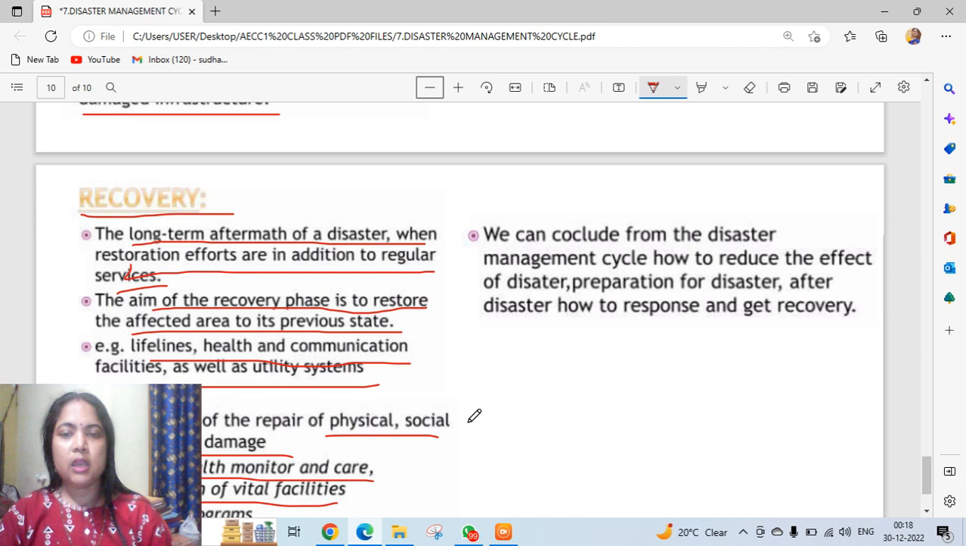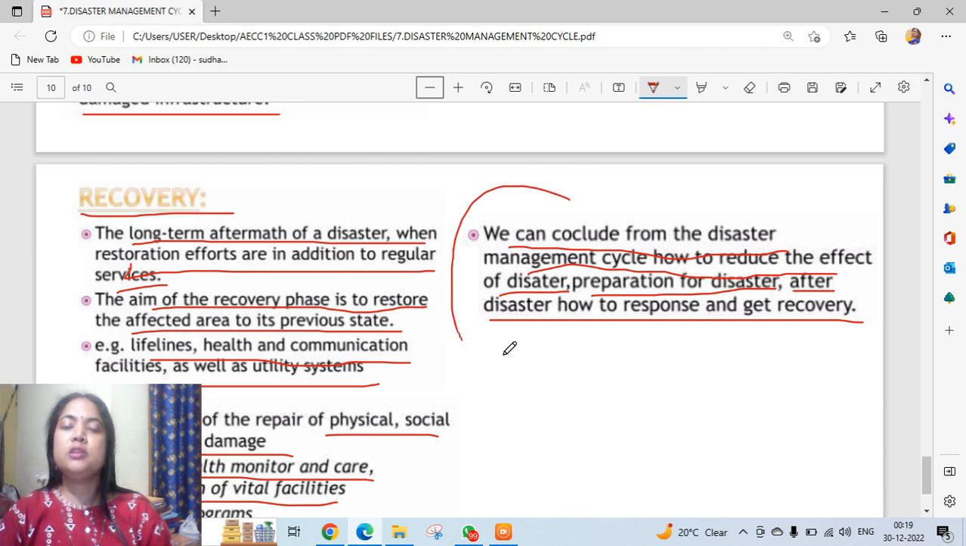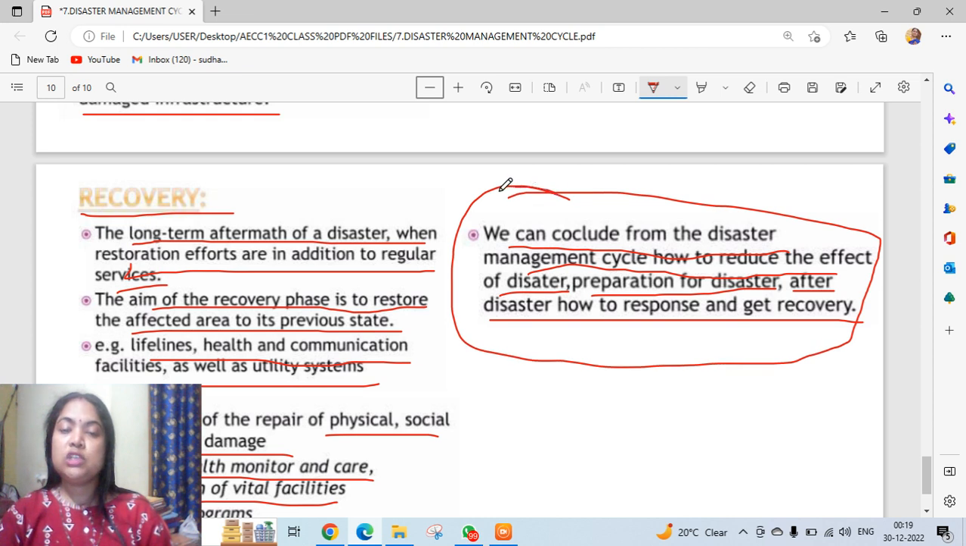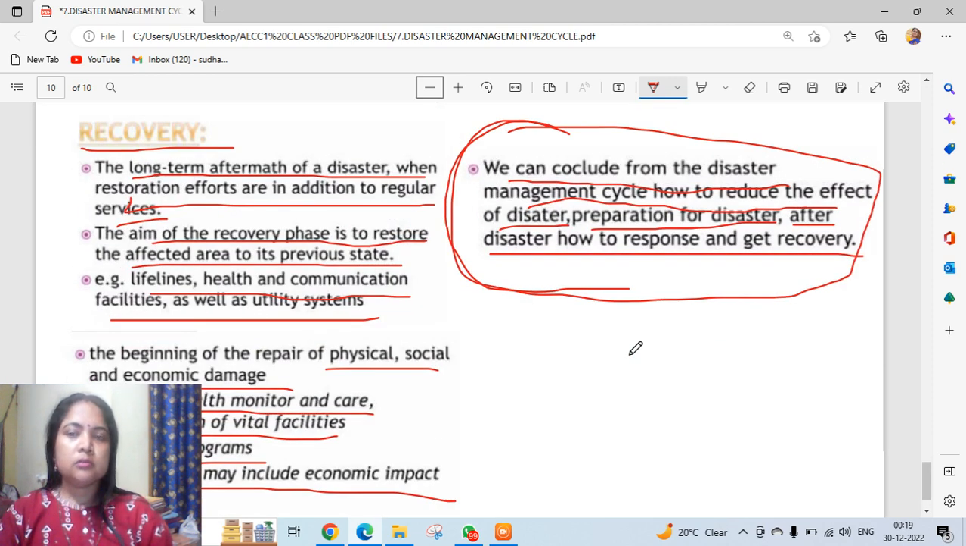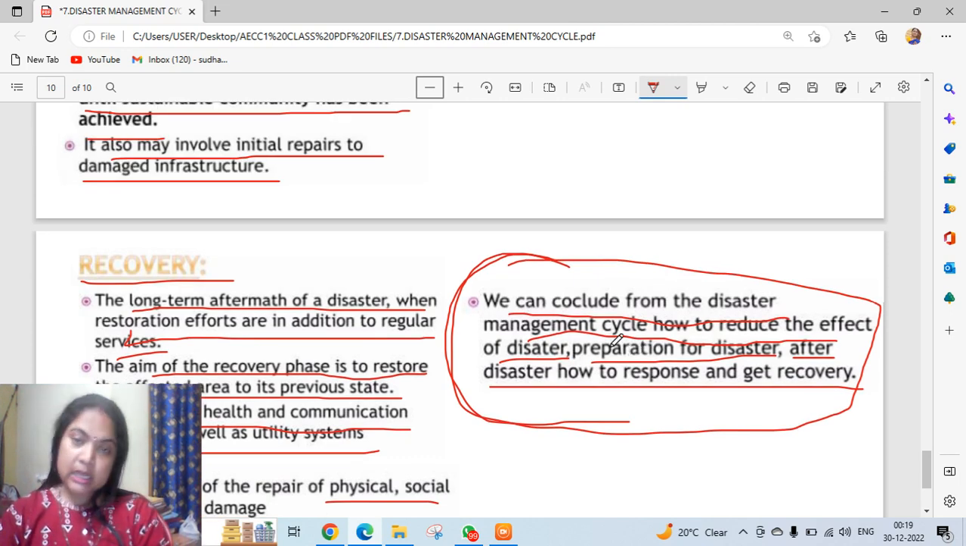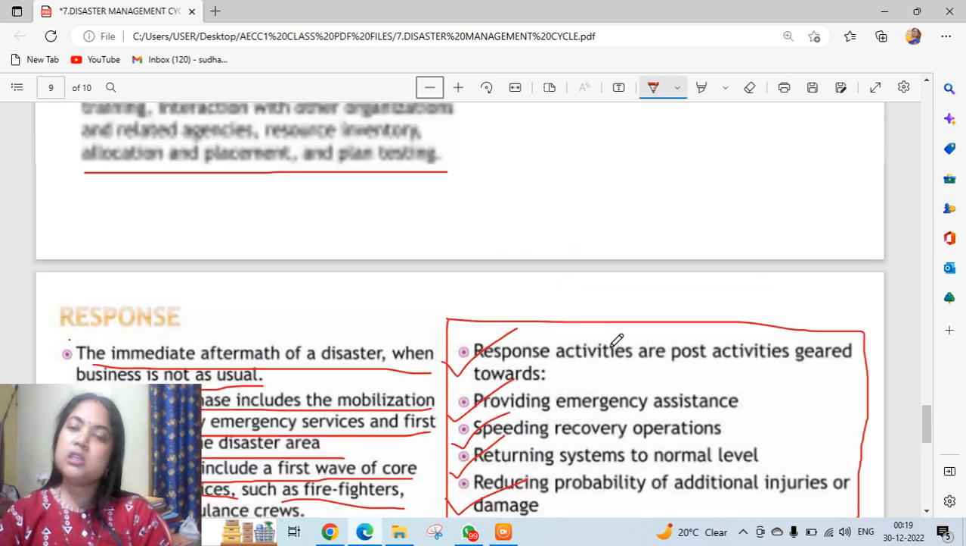Okay, and we can conclude from the disaster management cycle how to reduce the effect of disaster, then preparation for disaster, then after disaster how to respond and get recovery. This is the conclusion of this disaster management cycle. So you can use it as the conclusion part of your answer. Okay, so these were all for today's discussion about your disaster management cycle. You prepare your own notes from the contents which I discussed in this video.